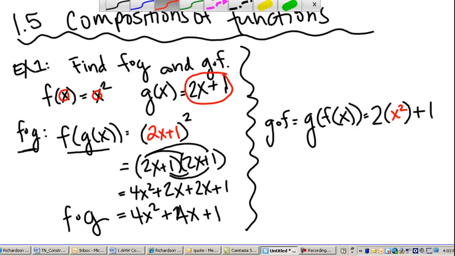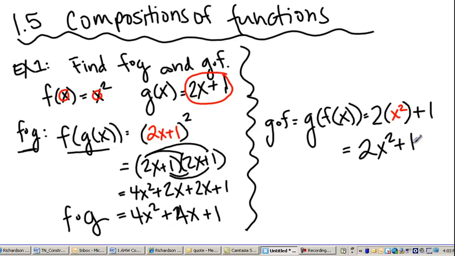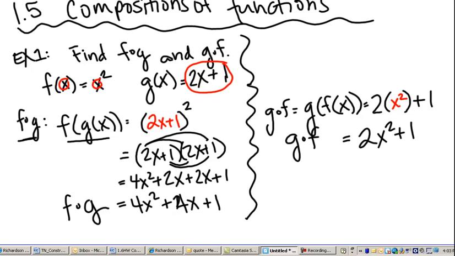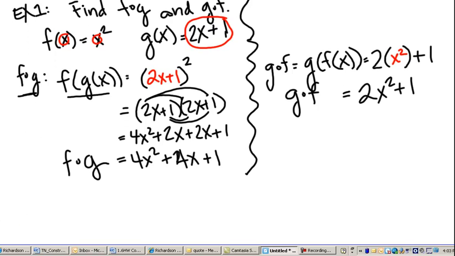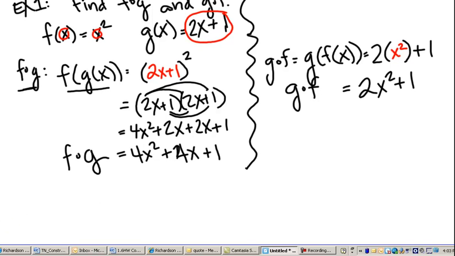It's not as much work involved with this type of problem because we didn't have to FOIL anything, but g of f of x is 2x squared plus 1. Okay? Now if we take it one step further, I want you to find, actually, you know what, I'm going to give another example, and I want y'all to solve.